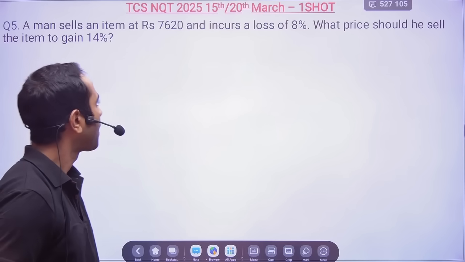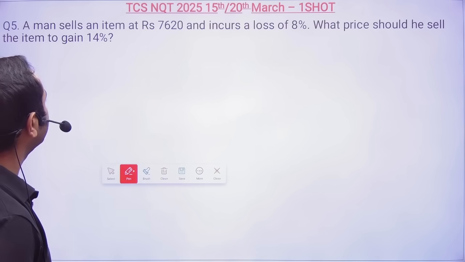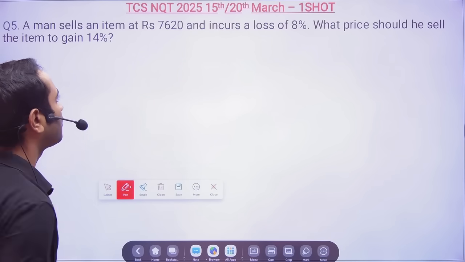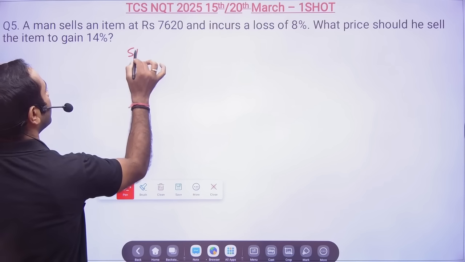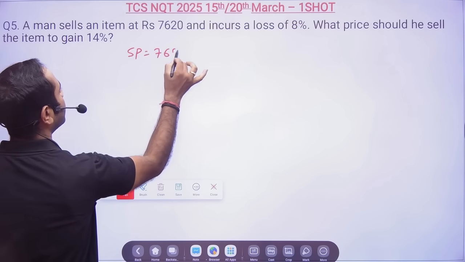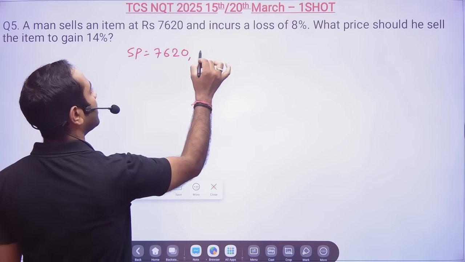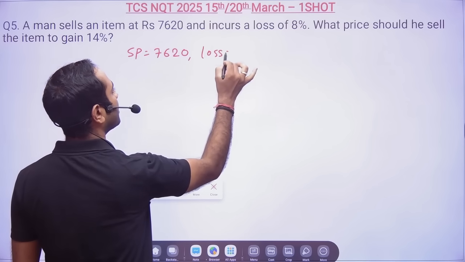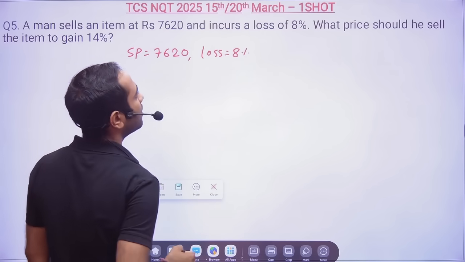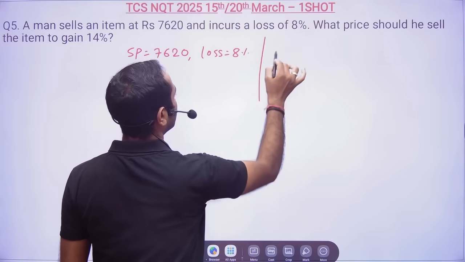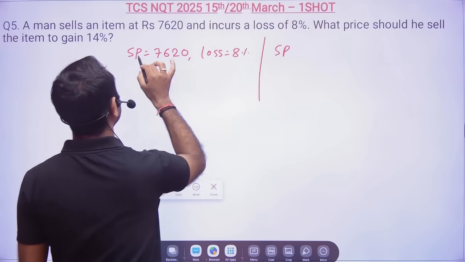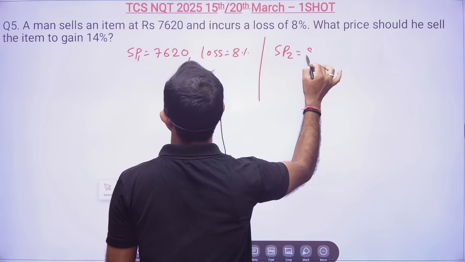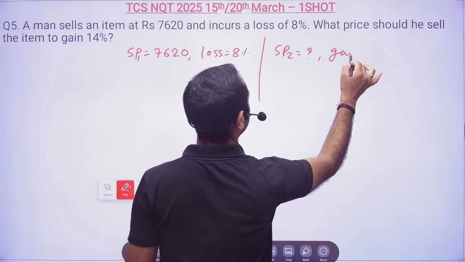Okay, now a man sells an item at rupees 7620 and incurs a loss of 8%. So when a man is selling a product at 7620, he is getting a loss of 8%. So what should be the selling price so that he gains 14%? This is SP1, this is SP2.